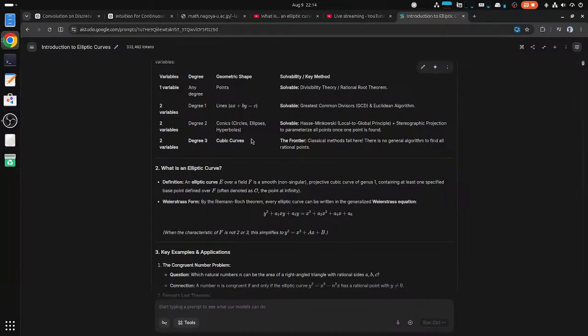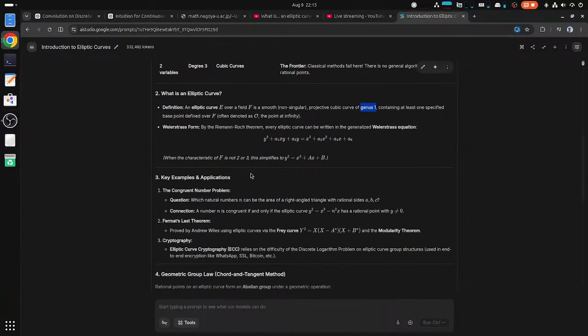If the characteristic of F is not 2 or 3, then we can simplify the equation to y squared equals x cubed plus ax plus b. It's more commonly used than the larger equation. So there is the term characteristic, and another one is genus one.